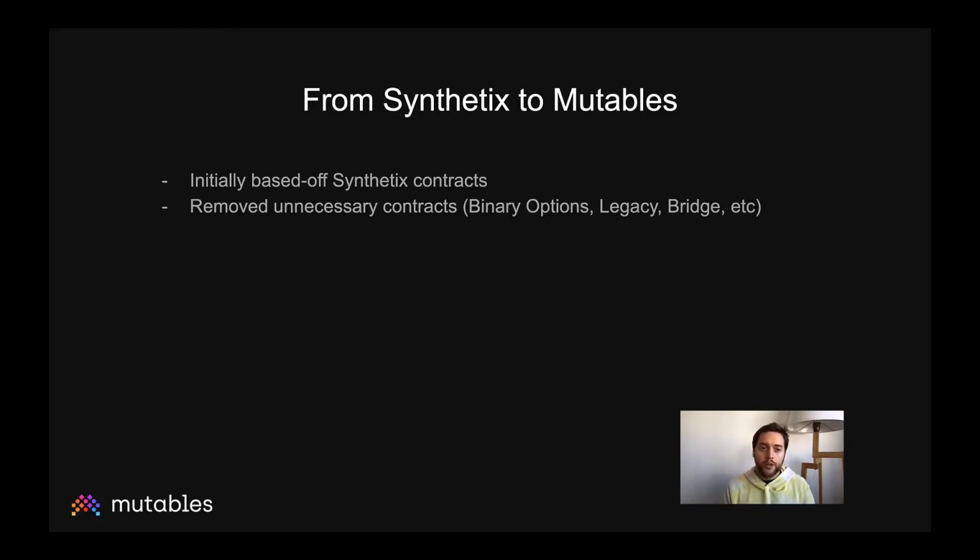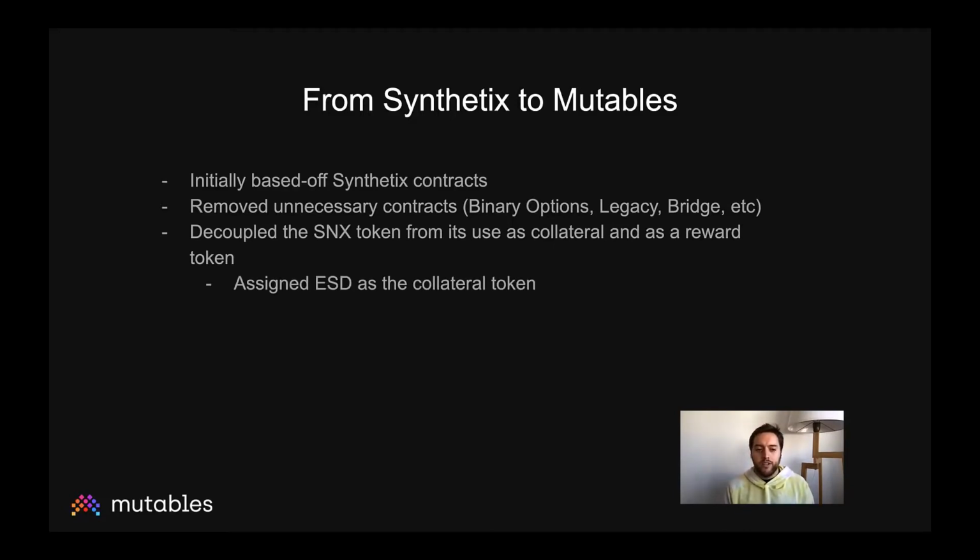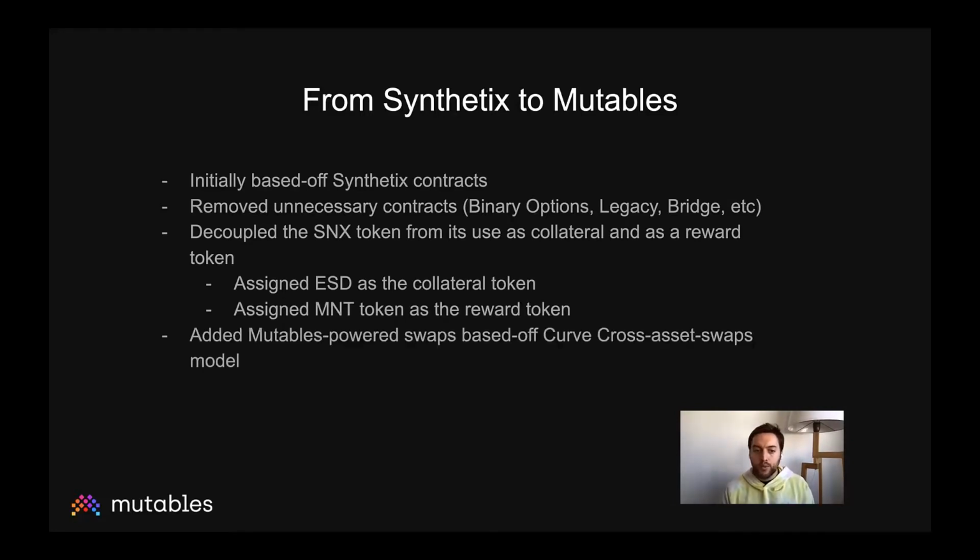So we started with a fork, then we removed all the unnecessary contracts like the binary options, legacy, bridge contracts, etc. And then we started decoupling the SNX token from its use as a collateral and as a reward. And so we assigned ESD. So Mutables uses ESD as the collateral token, and MNT, that is the Mutables network token, as the reward token. And finally, we have added the Mutables powered swaps that are based off the Curve cross asset swaps model, and that we will see later on.